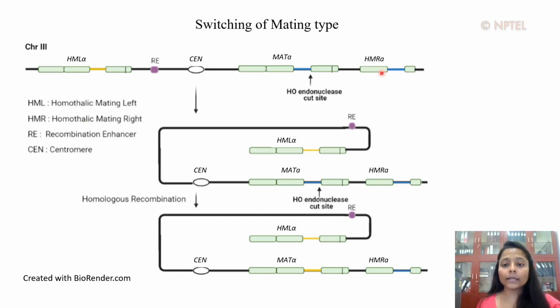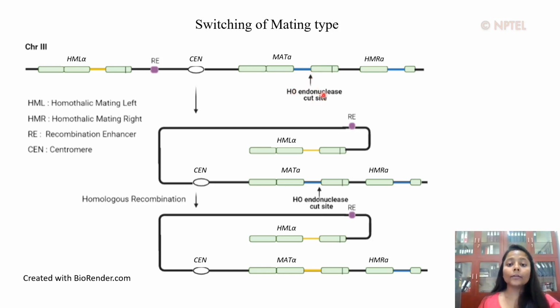These two loci contain an additional copy of the mating type allele. HML-alpha contains the MAT-alpha allele and HMR-A contains the MAT-A allele. These two loci are transcriptionally silenced because they are embedded in the heterochromatin region. During the mating type switching process, an endonuclease comes into action. This enzyme is called HO endonuclease. It has its recognition site right here, indicated by the arrow.